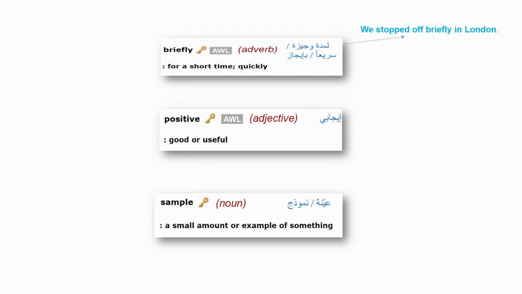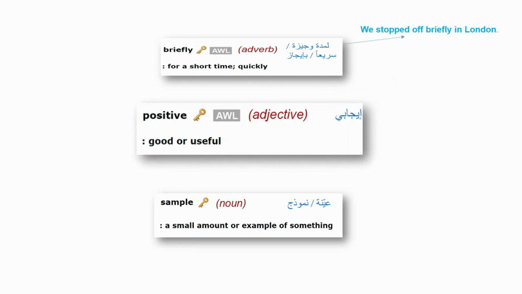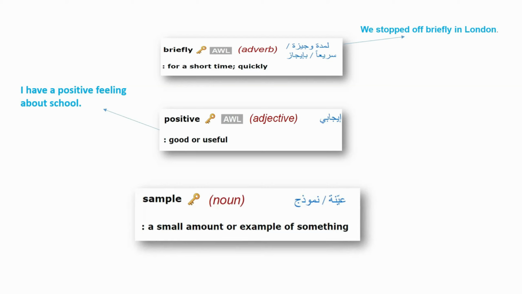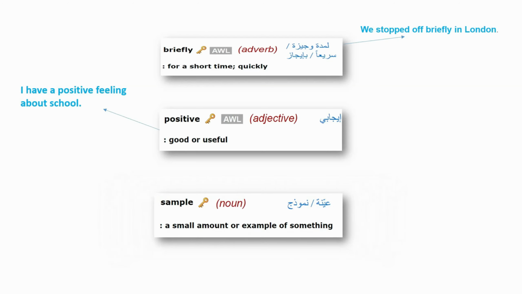Positive. This is an adjective, ijabi, and that is good or useful. So we say, I have a positive feeling about school. Sample. This is a noun, namudij, and it is a small amount or example of something. So we say, this is a small sample of my homework.